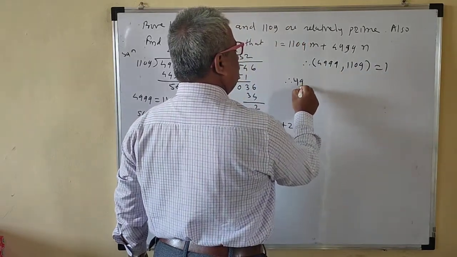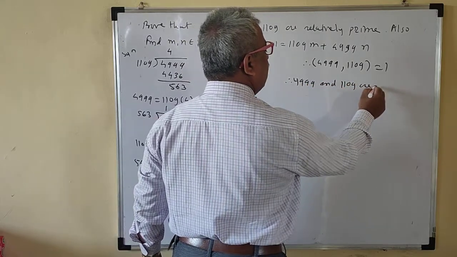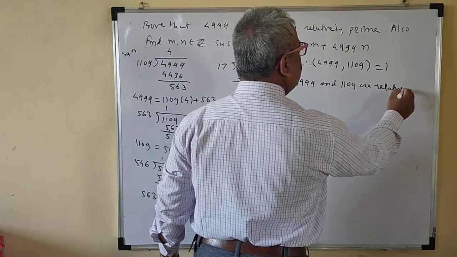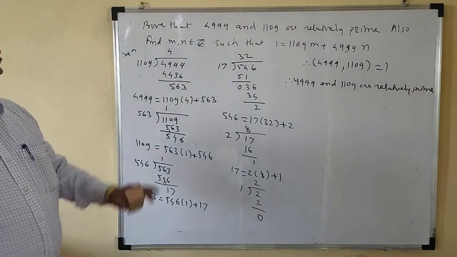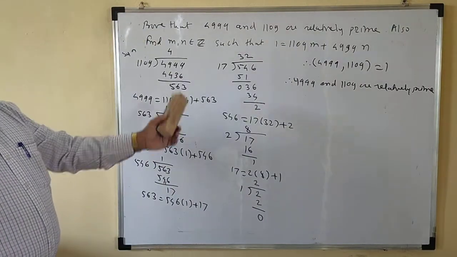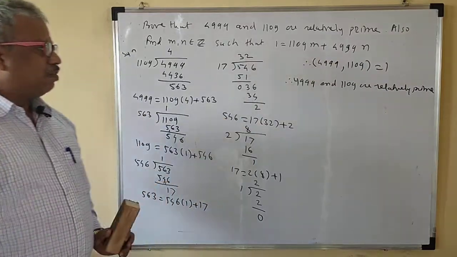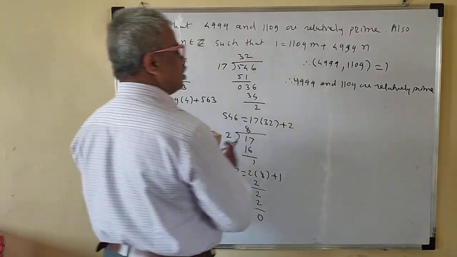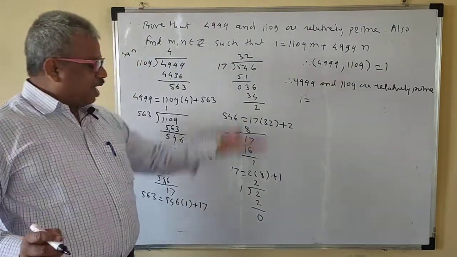Therefore 4999 and 1109 are relatively prime. The first part is over now. The second part: you have to express the GCD as a linear combination of the given numbers. So we start from 1 now. The remainder 1 is here now. Go by the reverse way.